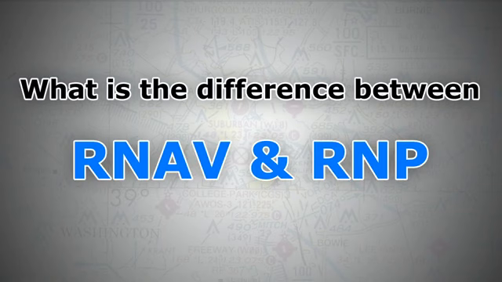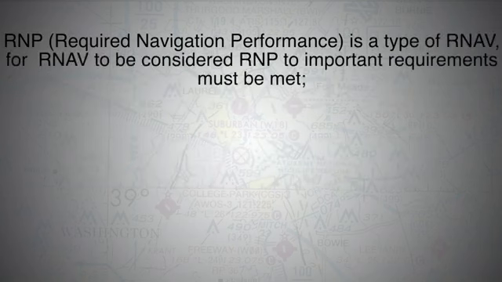Now, as a prelude to understanding this topic once and for all, let's see what is the difference between RNAV and RNP. Assuming you guys already know what RNAV or area navigation is, I will go ahead and simply answer the question. RNP, or Required Navigation Performance, is a type of RNAV itself. However, for an RNAV system to be considered an RNP, two important rules must be met.